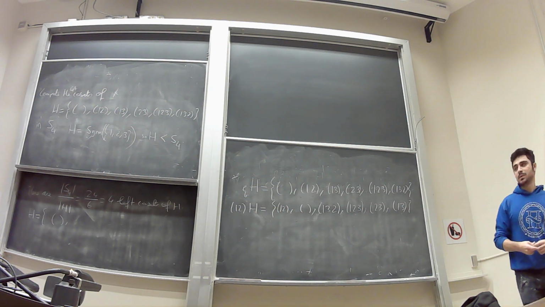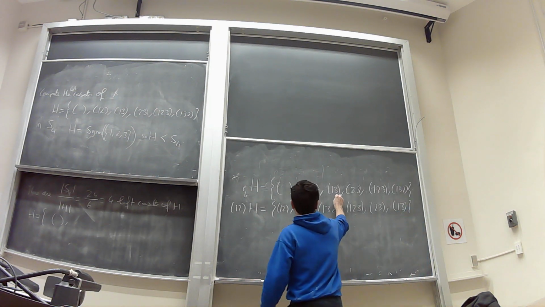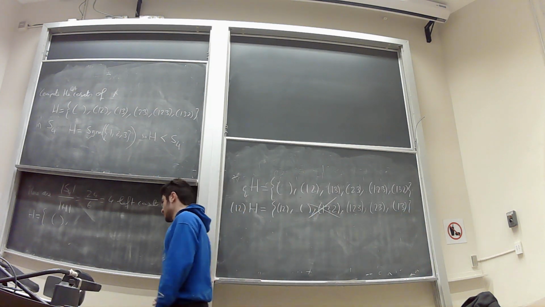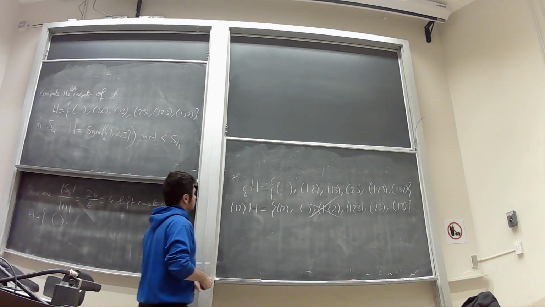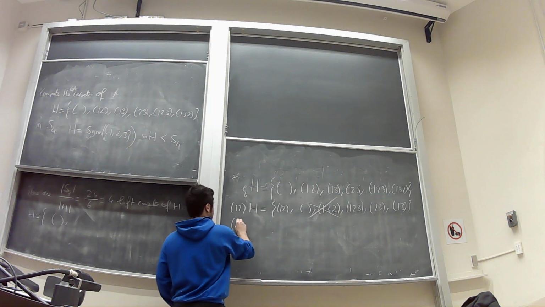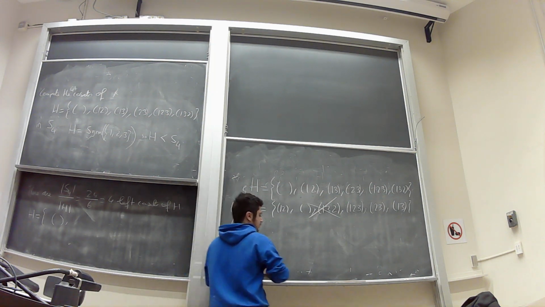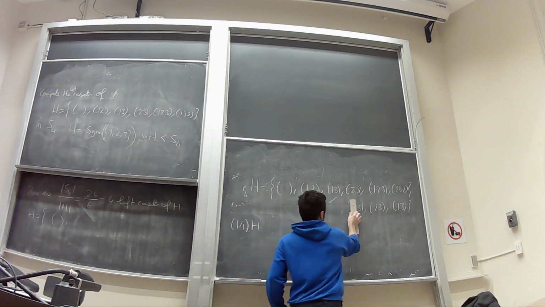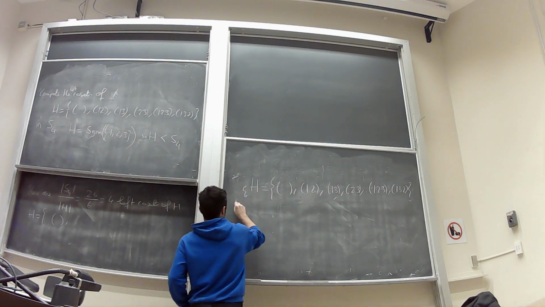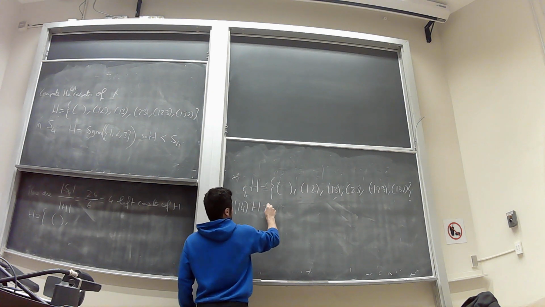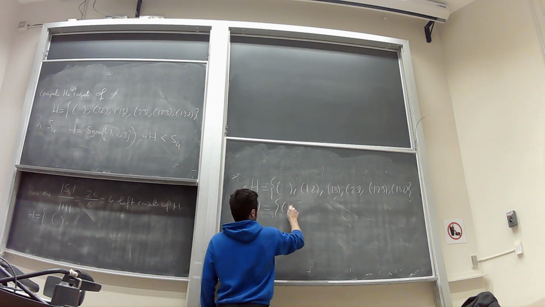Okay? Great, so I have to pick another element, so this element is no good. I have to pick one more. So I have to pick an element in S4 that is not in H. Let's pick something easy, for example (1 4). Okay, I'll erase this one so that I have some space. (1 4) times H.